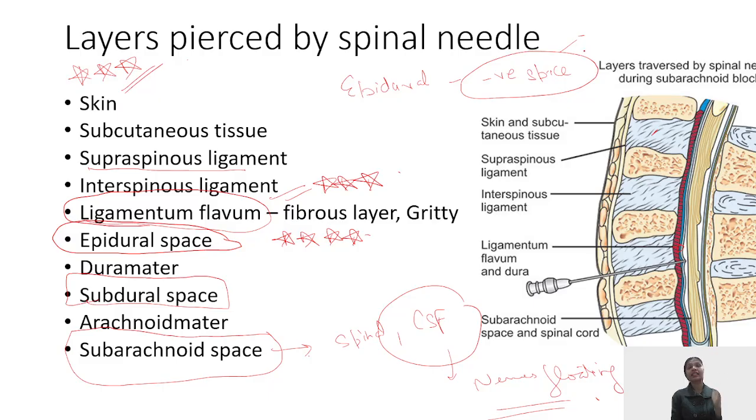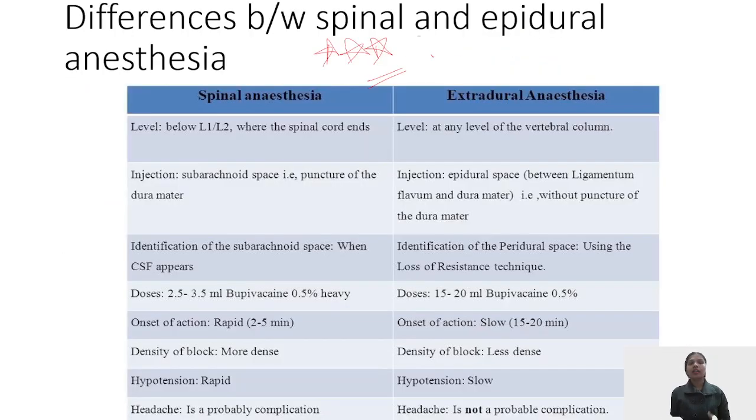I hope the layers pierced by the spinal needle or the epidural needle are very clear, because this is asked, this is extremely important. Now coming back to differences. Spinal anesthesia is generally given, as I told you, below the end of the spinal cord, preferably. But epidural anesthesia can be given at every level: cervical, thoracic, lumbar, because you don't have to pierce the dura mater. You're not going to go near the spinal cord, right?